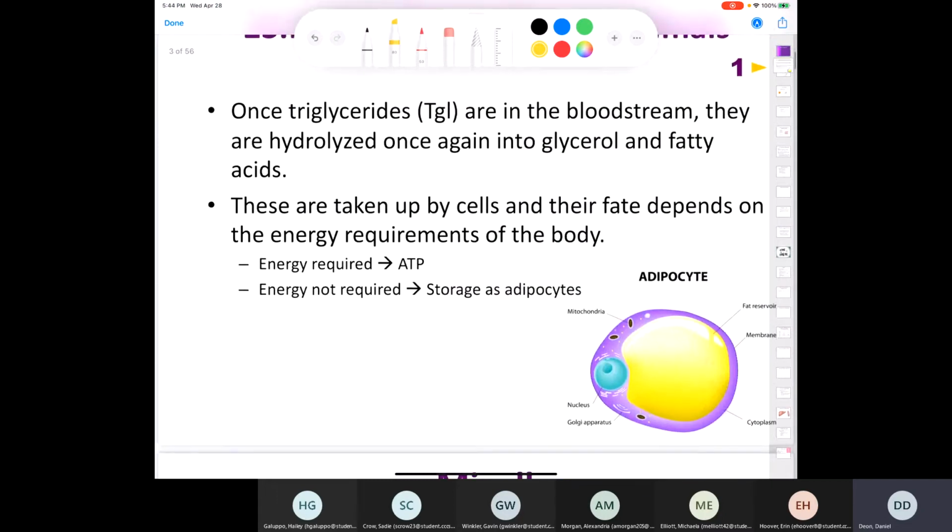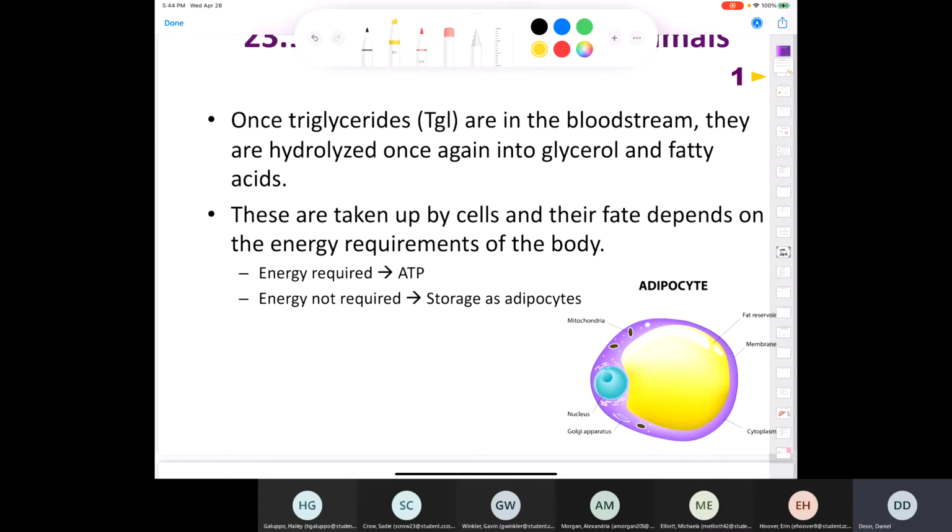Once those triglycerides, the TGLs, get into your blood, they get hydrolyzed once again back into glycerol and fatty acids. The fatty acids are taken up by cells and stored in a fat cell, an adipocyte. And you see in the adipocyte that I have here on the slide that most of it is the fat reservoir.